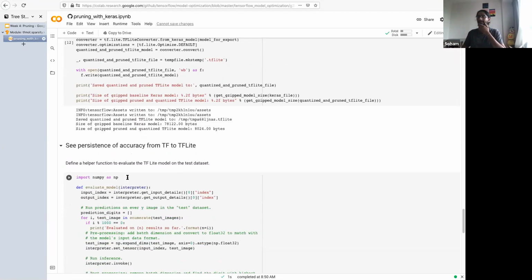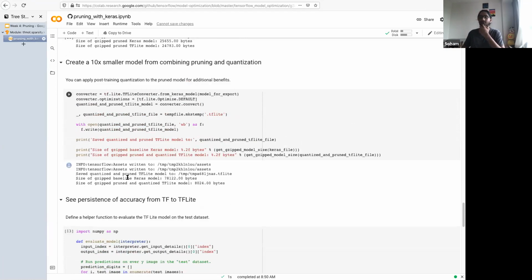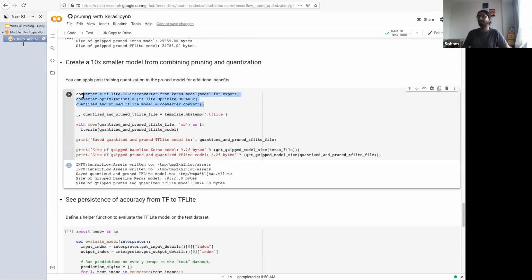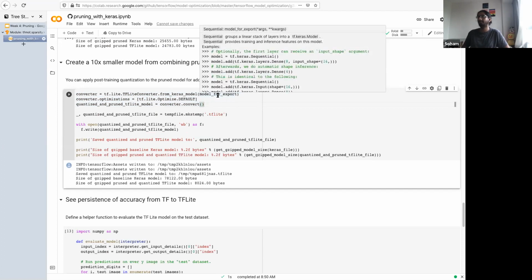Okay. And next we can combine pruning with quantization. So what we do is we first specify how we want to do our quantization, and this is the model that we want to quantize.